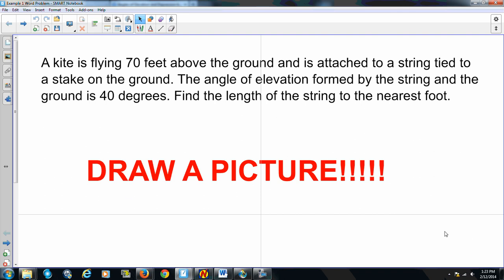So the problem that we're going to be working with is: a kite is flying 70 feet above the ground and is attached to a string tied to a stake on the ground. The angle of elevation formed by the string and the ground is 40 degrees. Find the length of the string to the nearest foot. Again, draw a picture.